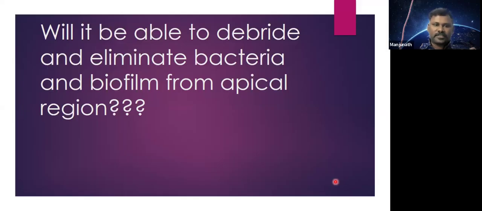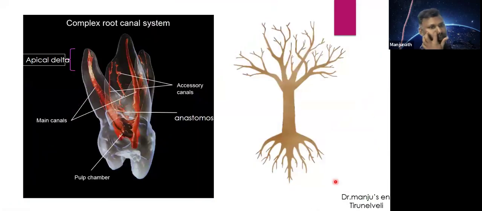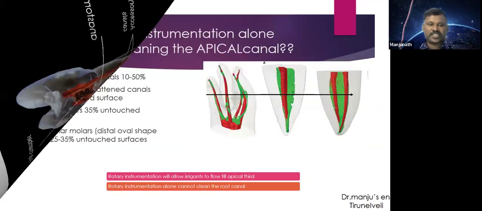So the next question is, will it be able to debride or eliminate bacteria and biofilm from the apical region? The most complex structure in the periapical region is the root apex, the apical portion. We have previously discussed all that. The reason is that it has multiple accessory canals, apical delta region, communications. So in these regions, our bacteria stay dormant for a longer period, and that is going to create more problems. So how do we approach these regions now?